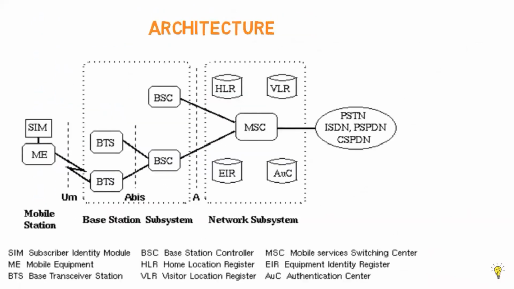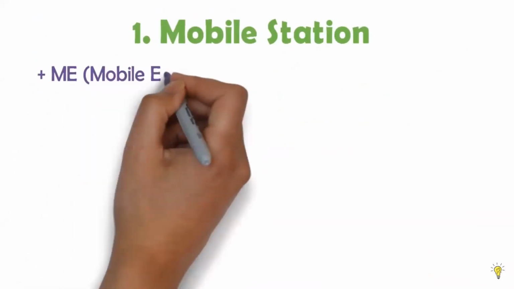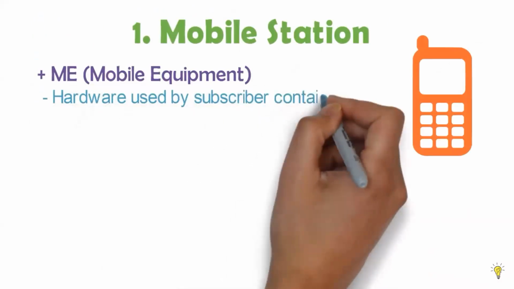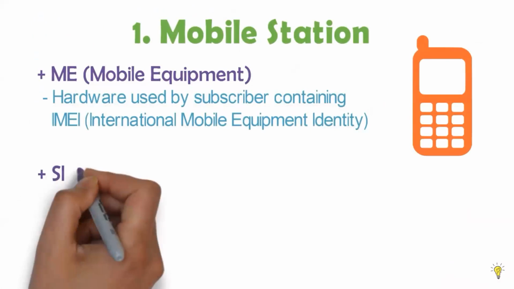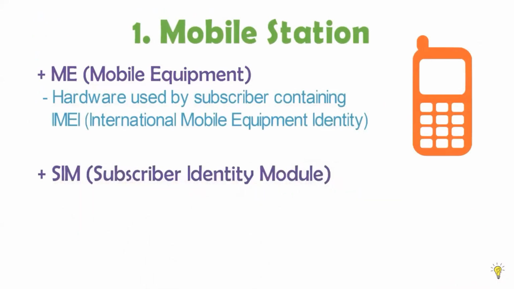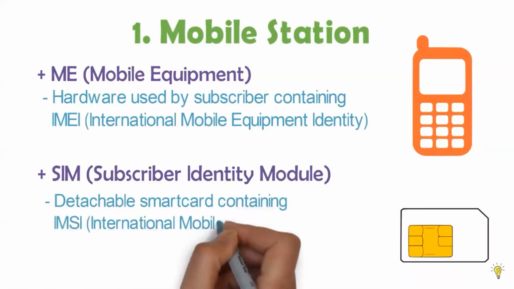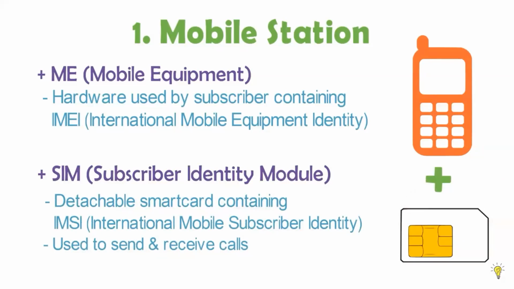Let's discuss in detail. First of all is a mobile station. It has 2 components. Mobile equipment. It is the hardware used by a subscriber to access network, identified by IMEI number, International Mobile Equipment Identity. SIM, Subscriber Identity Module. It is a detachable smart card containing IMSI number, International Mobile Subscriber Identity. It also allows a user to send and receive calls.